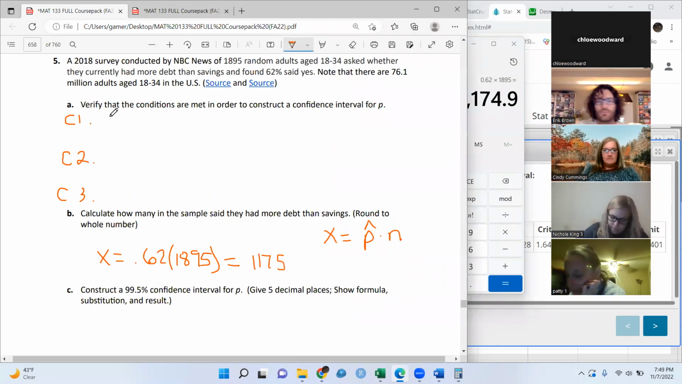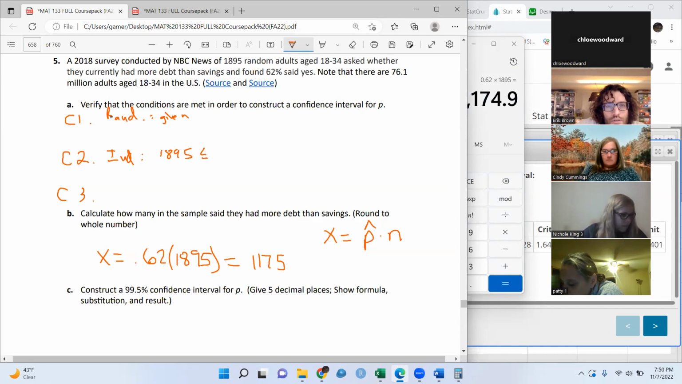Random, independent, normal? I know everyone's got random. Well, independent. Well, N is 1895. Did you note that we gave you capital N this time around? Yeah, it's 76.1 million. So don't worry about that calculation. Just be like, yep, that's true.